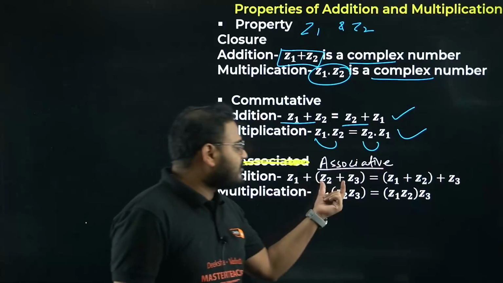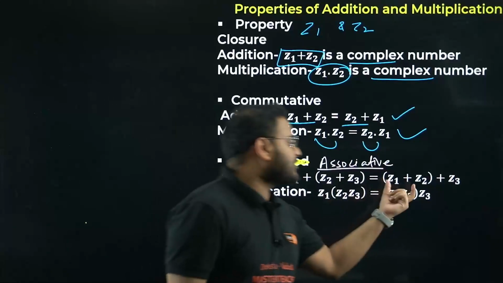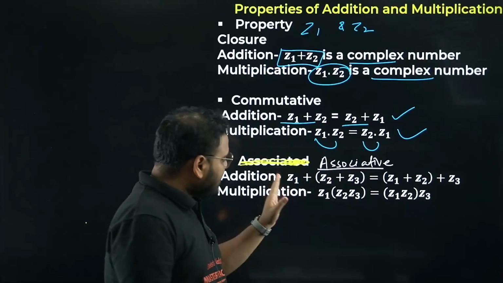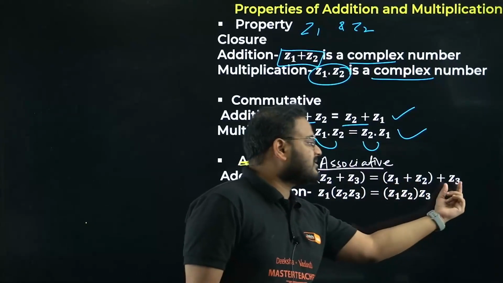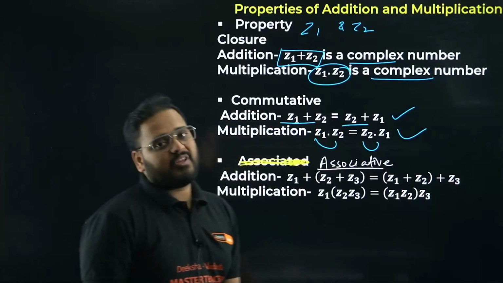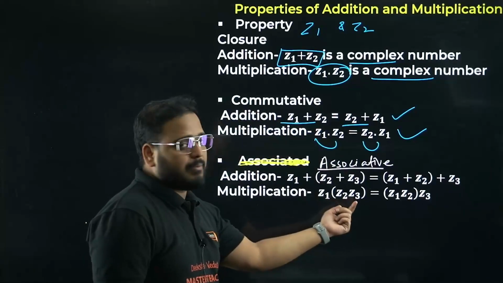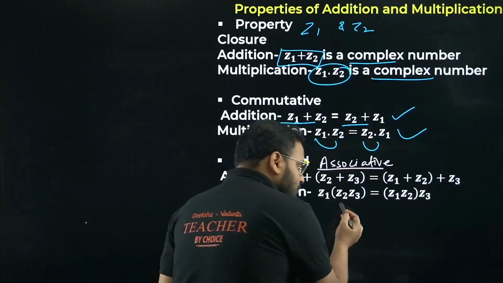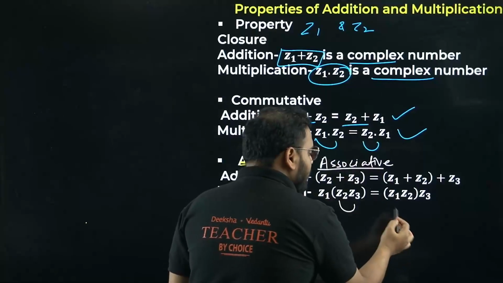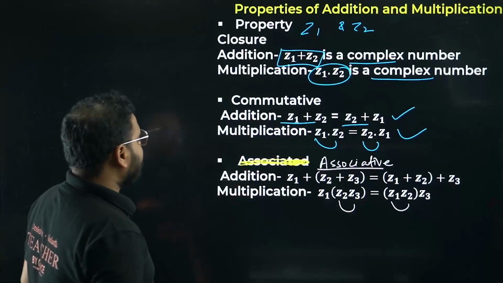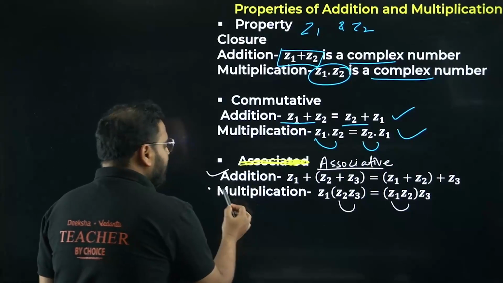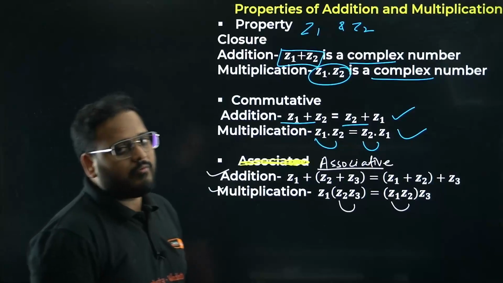Associative property. Whether you add z2, z3 together first or z1, z2 together first, doesn't matter. The sum will be the same. z1 plus the sum of these two, or z1 plus z2 and then you take the sum with z3. The result will be the same. Same goes for multiplication. Whether you multiply z2 into z3 together first or you multiply z1 into z2 together first, doesn't matter. The answer will be the same. So both in the case of addition and multiplication, the associative law will be valid.